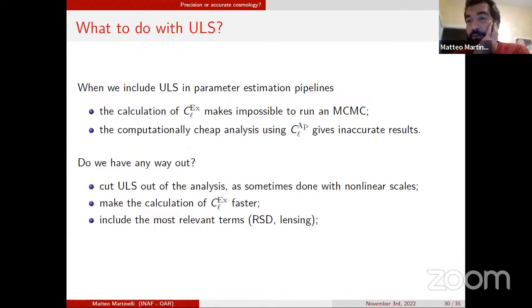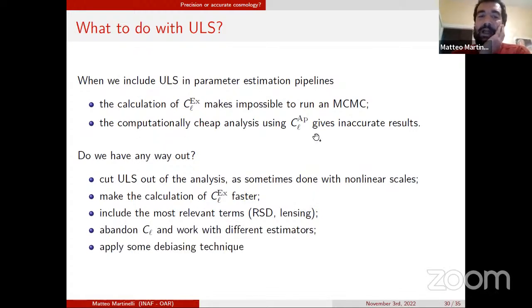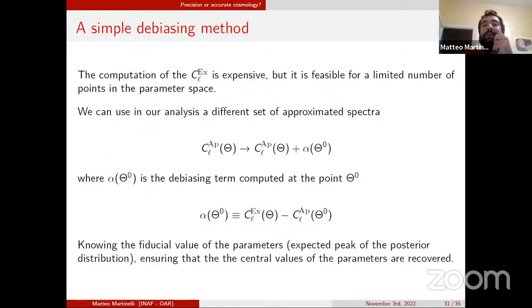But there is an easier way, the one we tried to test, that is to apply some debiasing technique. There is also a possibility to try different estimators, but what I will focus on is this last one, debiasing the constraints. How do we do this? Basically, the idea that we tried was quite simple. We know that the exact CLs are expensive. They take a long time. But we can still do them for a limited number of points in our parameter space.